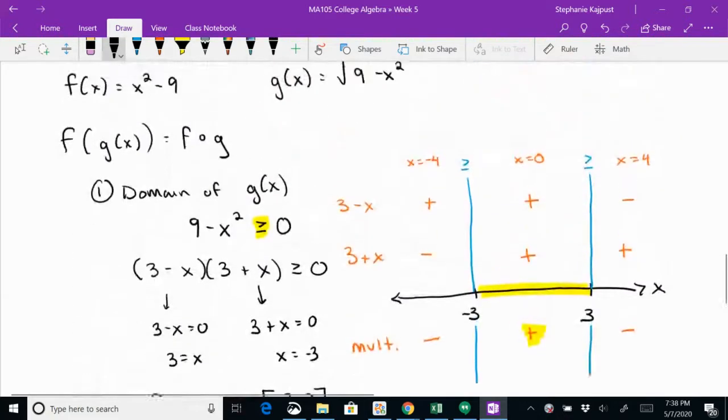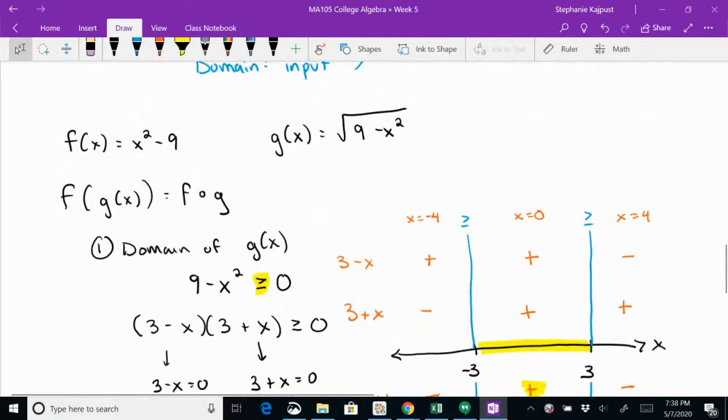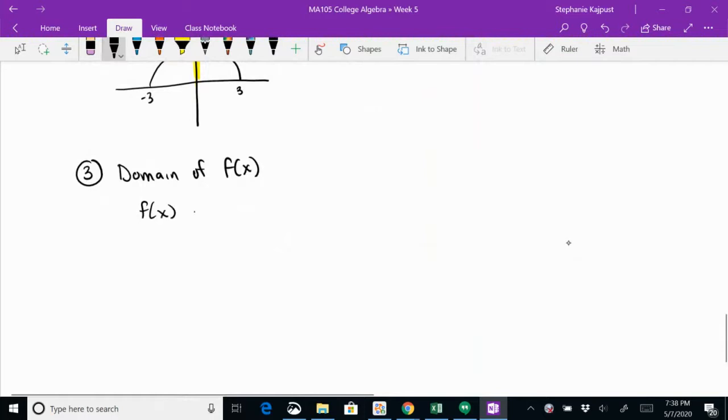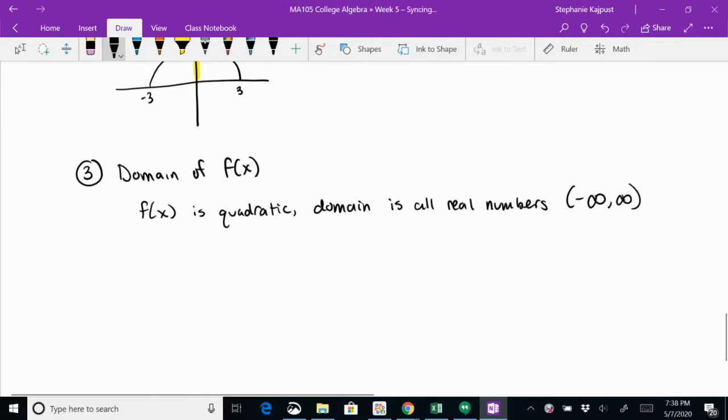So f of x is x squared minus 9. x squared minus 9 is a quadratic function, and the domain of quadratic functions is always all real numbers. So f of x is quadratic, and the domain is all real numbers. That's negative infinity to positive infinity. So that is good. That actually makes things easy for us. So we know the domain of f of x is all real numbers.